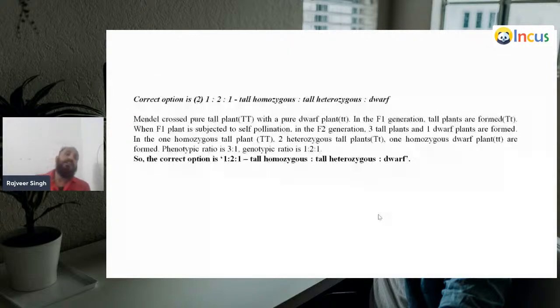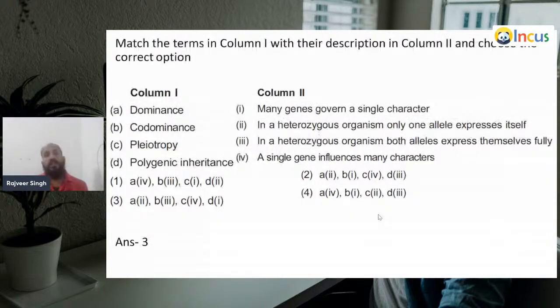Then next question. Match the terms in column first with their description in column second and choose the correct option. First, dominance, codominance, pleiotropy, polygenic inheritance. In column second: many genes govern a single character; in a heterozygous organism only one allele expresses itself; both alleles express themselves fully; a single gene influences many characters. So that is very easy, right?